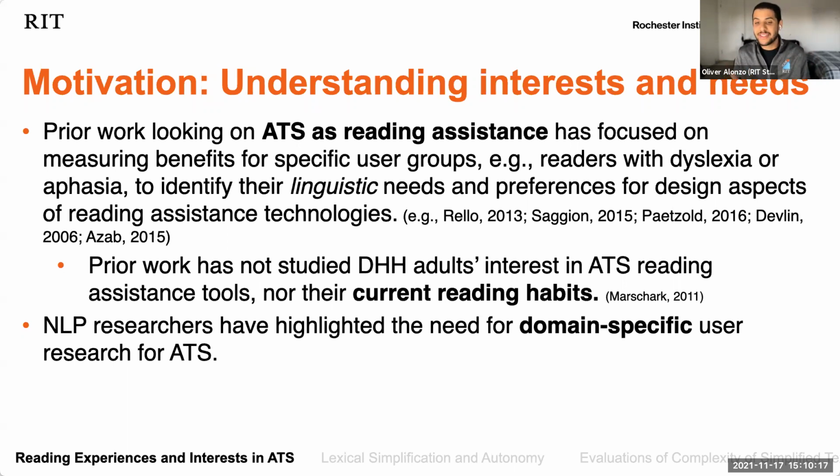And also prior work has not studied the interests and needs of deaf and hard of hearing adults on automatic text simplification, nor their current reading habits, which is also important to consider when investigating how to provide reading assistance. Now, natural language processing researchers have also highlighted the need for domain-specific user research for automatic text simplification. And so this motivates our focus in this study on deaf and hard of hearing adults with experience in computing, given that that's a field that often requires self-directed learning, often done through text-based methods. And so reading support may be helpful in those scenarios.